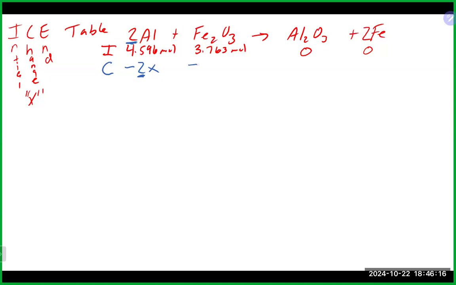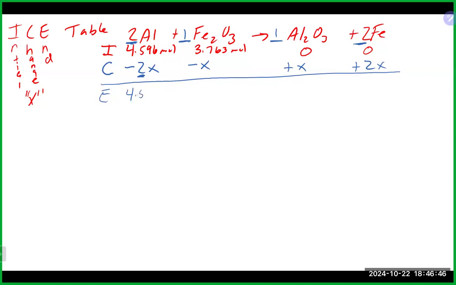Obviously here, this is going to be minus x, since the coefficient here is 1. Coming to the other side, this will be plus x, because the coefficient here is 1. And this would be plus 2x, because the coefficient here is 2. So again, it's really important in the change part that you include the coefficient. Otherwise, you will not have the correct mole-to-mole relationship. What we're going to basically do now is just bring everybody down. And this is going to be 4.596 moles minus 2x. Just going to get rid of the mole part here to make it not so crowded.